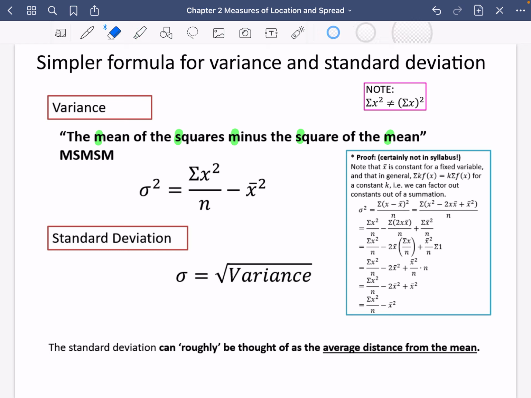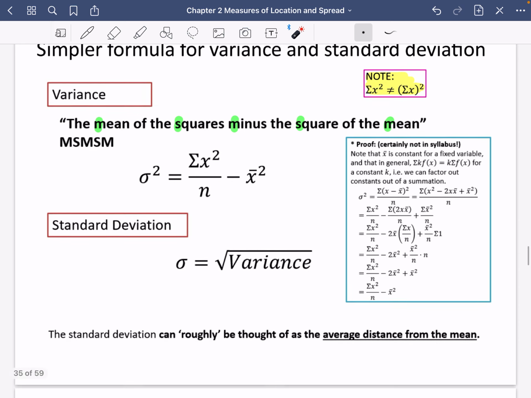A little side note that I've written at the top here is that the sum of x squared does not mean the sum of x all squared, and you'll see that when we do some examples in just a second. Now, the formula for the standard deviation is whatever it is for the variance that we've got here, and you just square root it. And that's because of what I mentioned before, that sigma squared is for the variance and sigma is for the standard deviation.